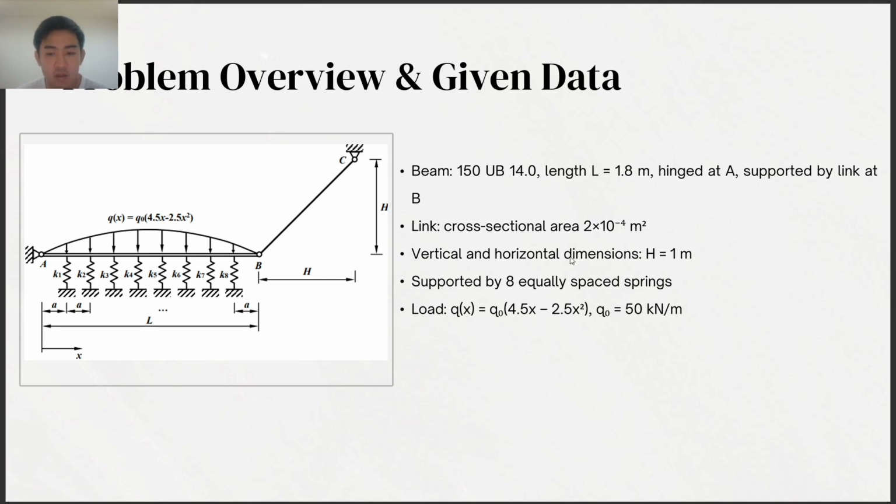The vertical and horizontal dimensions for H are equal, 1 meter each, and this beam is supported by 8 equally spaced springs as shown here in the figure. Lastly, the beam is subjected to a load following this equation in this figure.